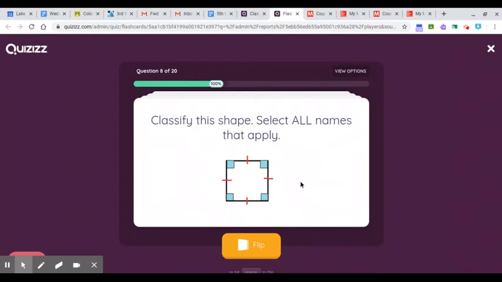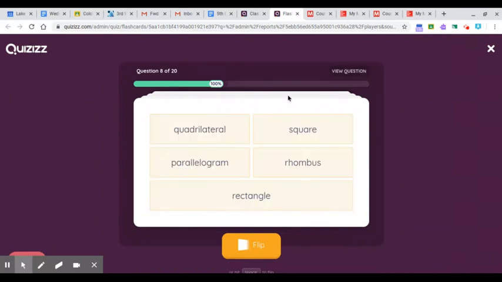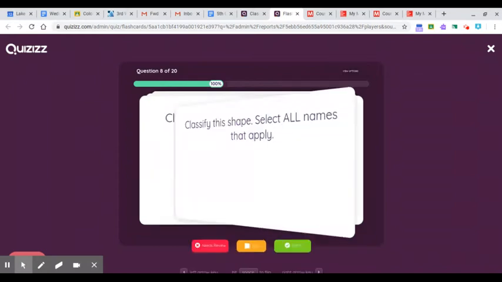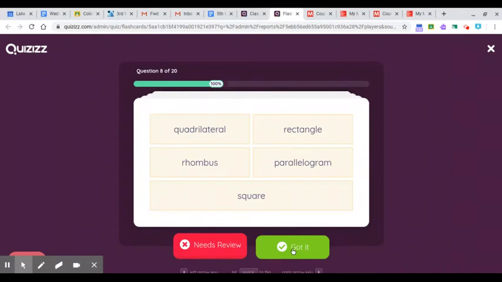All right, classify this shape. Again, we have these little red dashes. That means they're all congruent. We have these little blue boxes, which means they're all right angles. So I instantly know that it's a quadrilateral and a square, but could it be more things too? So a quadrilateral, it's a square. Is it a rhombus? Yes. Is it a parallelogram? Absolutely. Both, it has opposite sides parallel. And we know that squares are rectangles, so it's everything there. Okay, let's see. So, yep, it's all of the above.